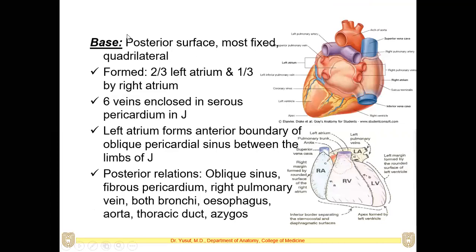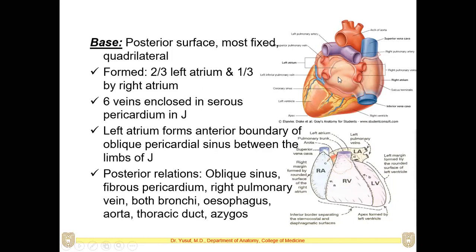Coming to the base, as I said, it is the posterior surface, which is called the base, not the inferior surface, posterior surface. Okay. So the base is the posterior surface, and it is the most fixed part, because of many structures here which are holding. Okay, these veins, all this will be holding it in its position, and it is almost quadrilateral in shape. Okay, and it is formed by the 2/3 of the left atrium and 1/3 of the right atrium.